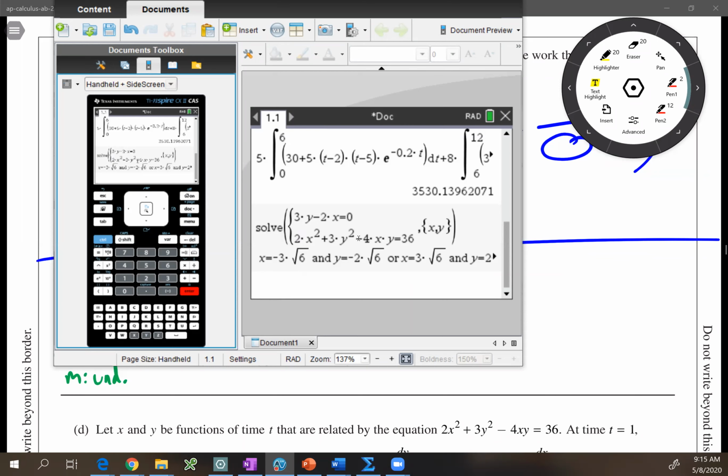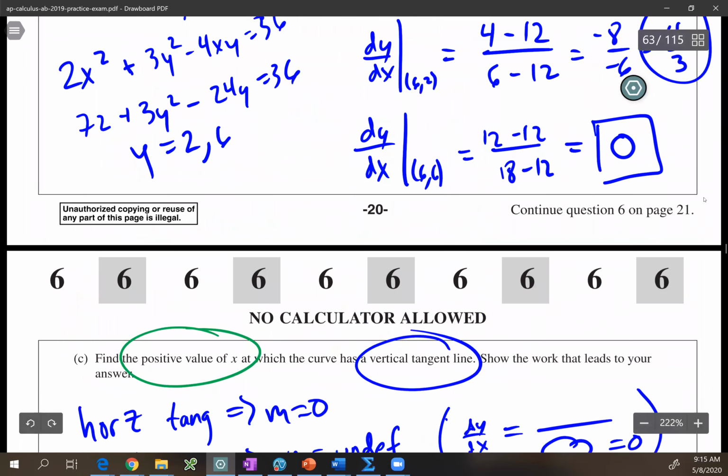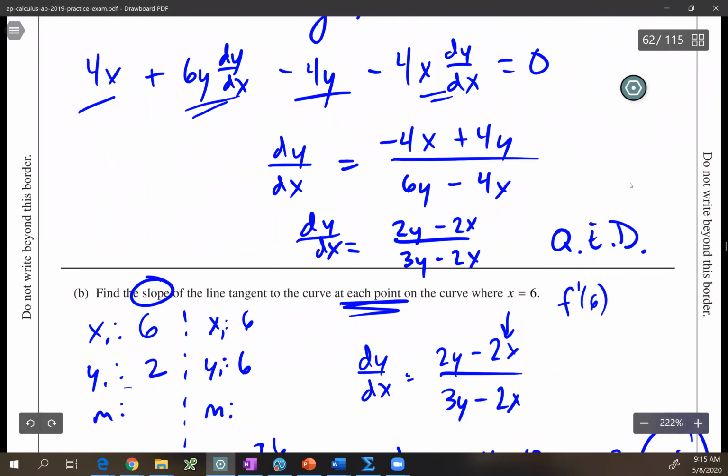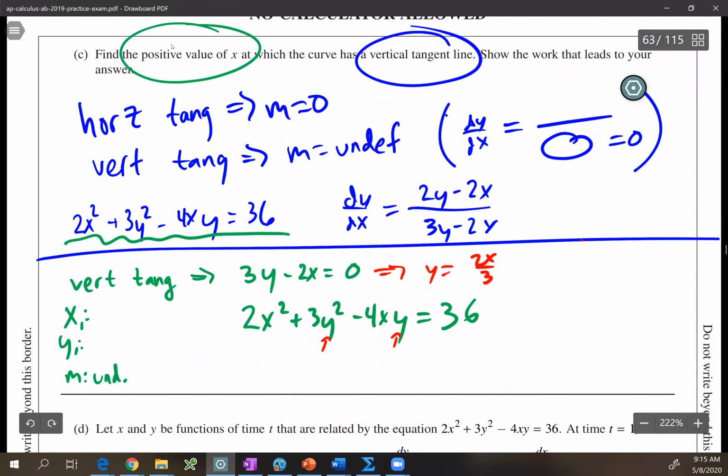And then we get these answers now. This is giving us a bunch of answers, and we're getting quite a few answers, and that's okay. But what we know is that, let's see what it is. Oh, find the positive. Yeah, that's what it was. Find the positive value of x.